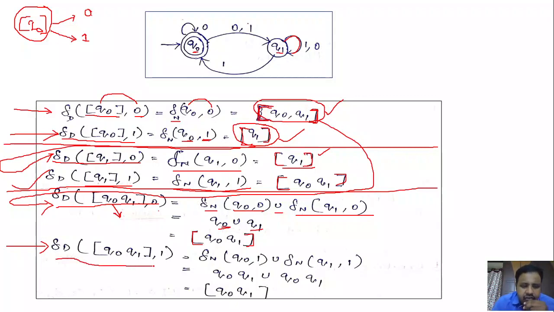So delta D of Q0 Q1 comma 1. So we write delta N of Q0 comma 1 union delta N of Q1 comma 1. Okay. So what is the result for this Q0 on 1? Q0 on 1 means we are having the transition Q0, Q1. So Q0, Q1 union Q1 on 1. Q1 on 1 means we are having multiple transitions here. One is going to Q0 and another one is going to Q1. So write down Q0, Q1. And then Q0, Q1 union Q0, Q1 means it is Q0, Q1 only. Enclose that in a square bracket, right?